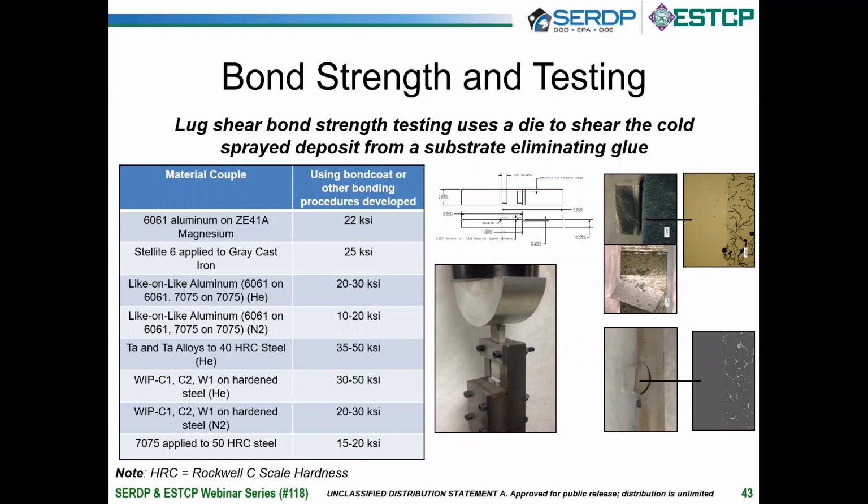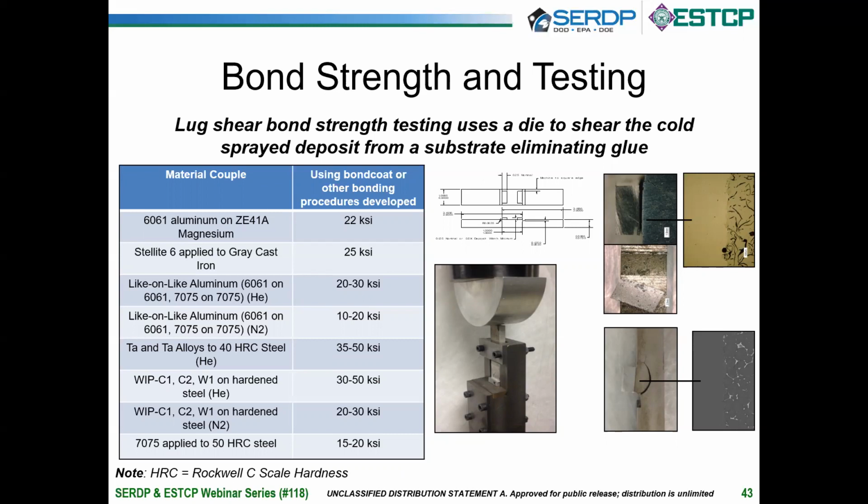You can see the first one is aluminum repair for magnesium. This was done as an ESTCP program back in the mid 2000s, which ended right around 2010. This program showed that we could actually get structural properties out of the material that was deposited onto that magnesium. We actually got 22 KSI bond strength in this case, and when we failed the samples, we were actually pulling out pieces of the magnesium from the substrate. So now you can carry structural loads across that interface.